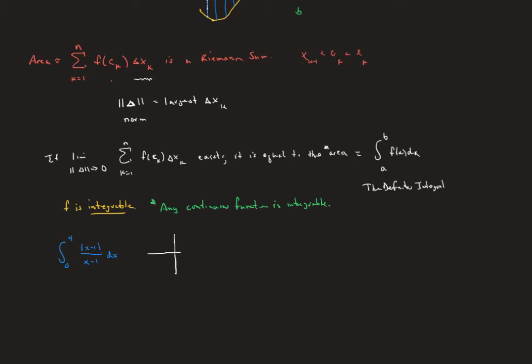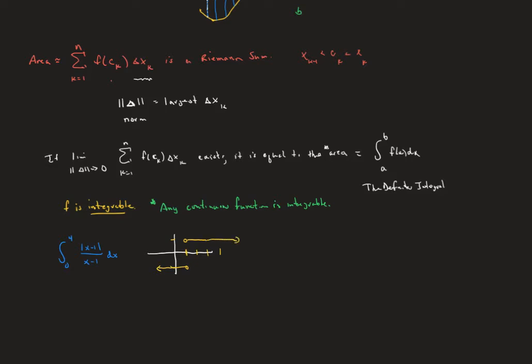If you remember what the graph of the absolute value of x minus 1 over x minus 1 looks like, it's our absolute value of x over x translated 1 to the right. Everywhere to the right of 1, this is going to be equal to 1. Everywhere to the left of 1, it's going to be equal to negative 1. So we can compute this integral using an area argument. That is, here's 0, 1, 2, 3, 4.